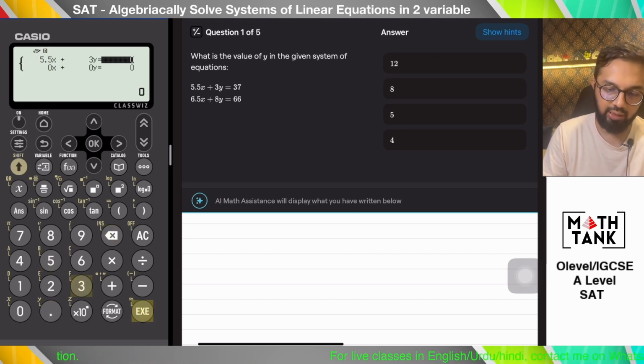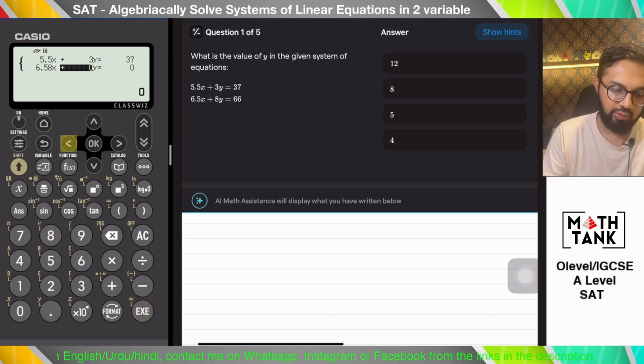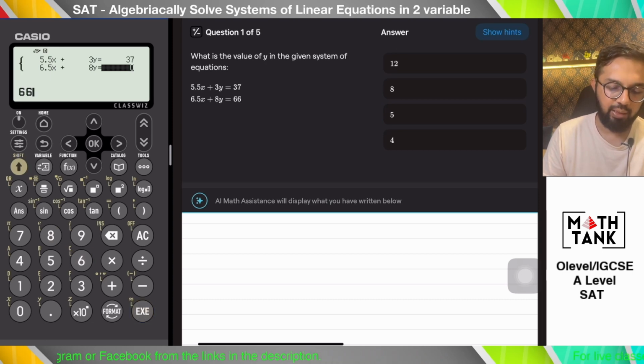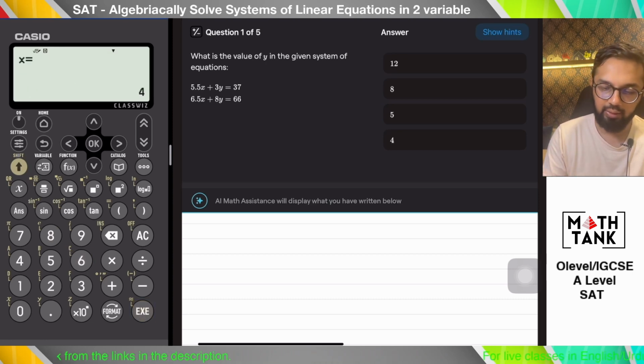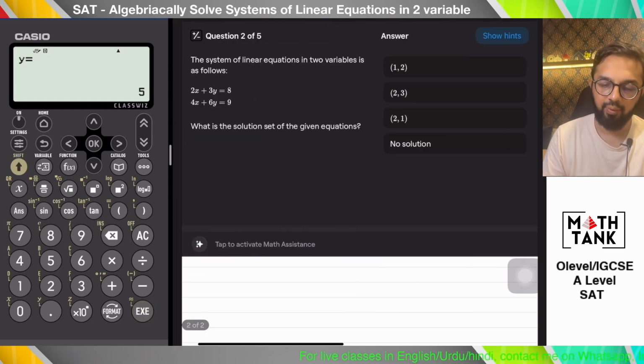It's pretty much the same, and I'm asking you for the value of y now. I don't need to solve them manually. I can do them on my calculator, and it's pretty fine. X is 4 and y is 5, so y is 5.